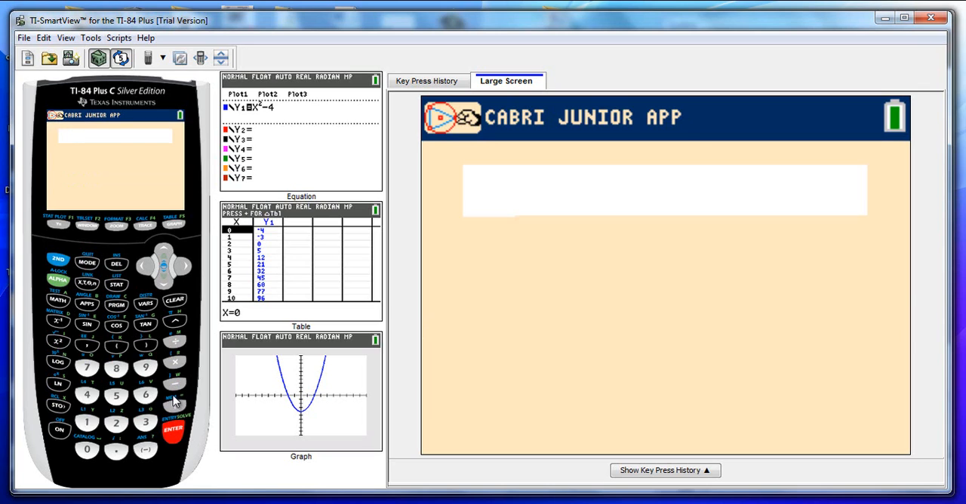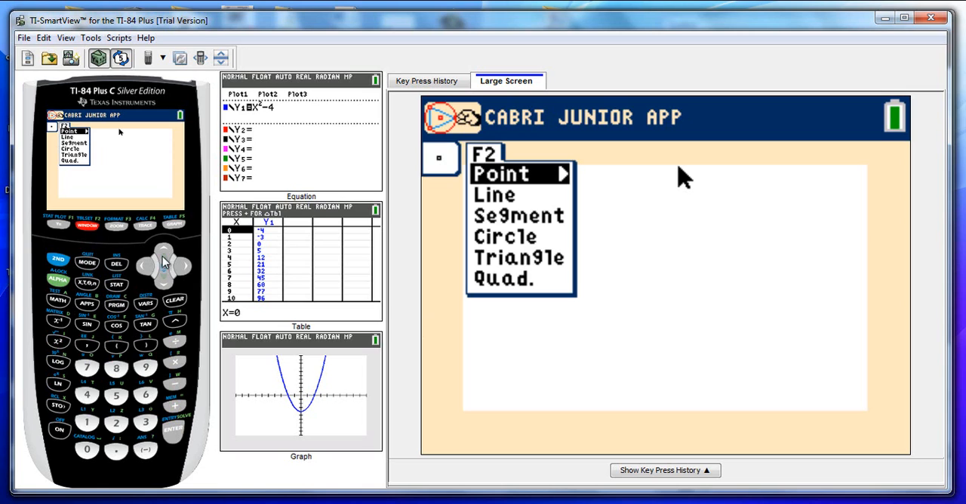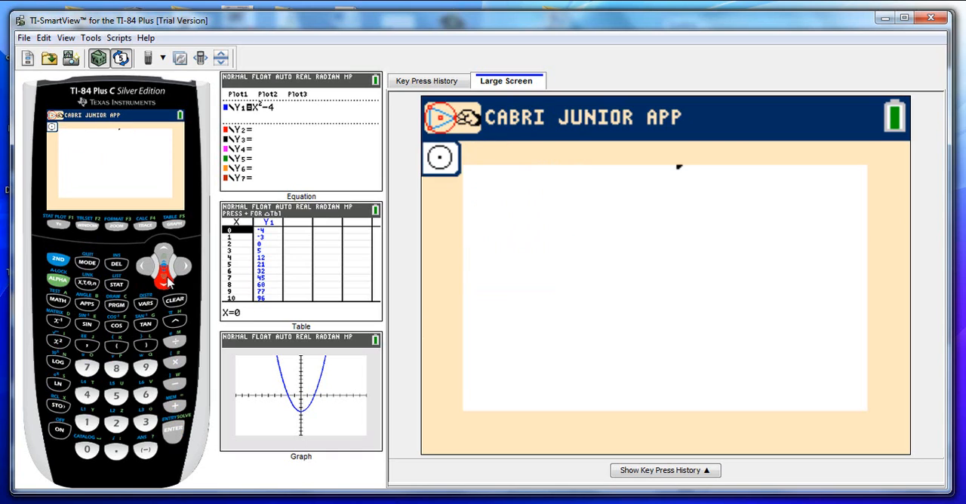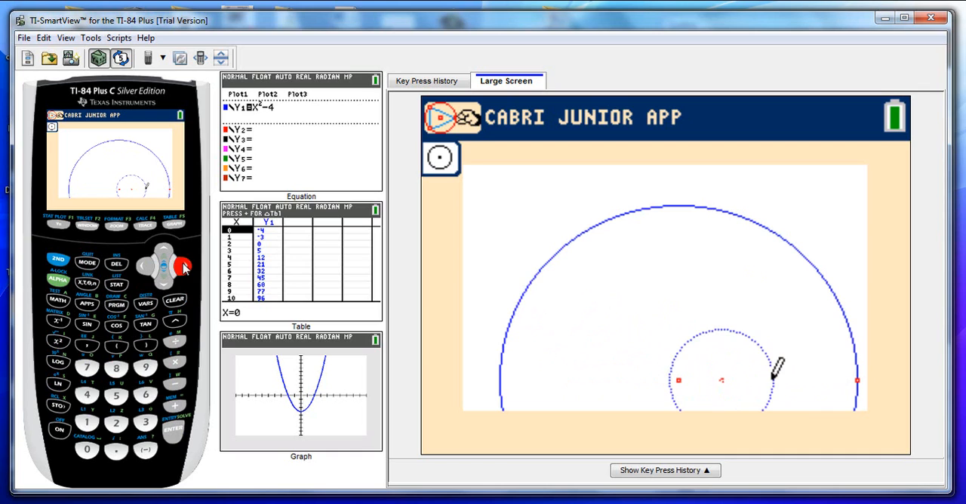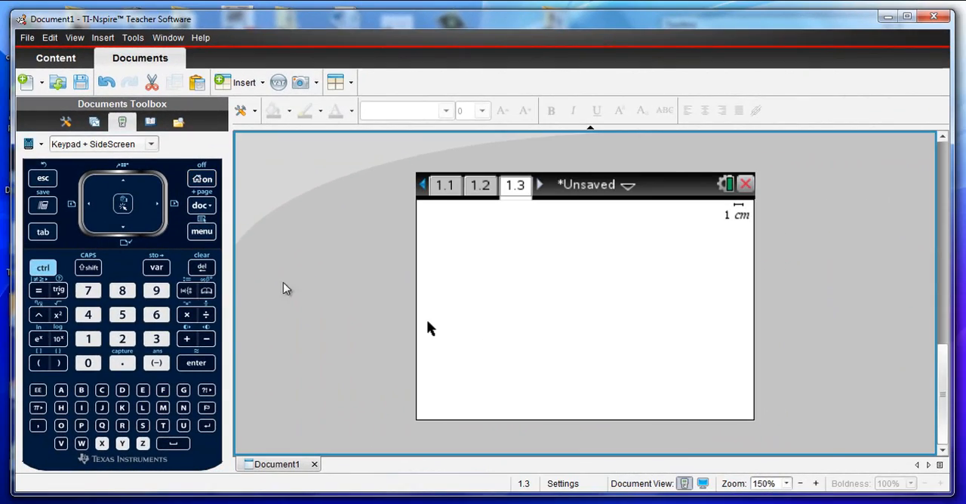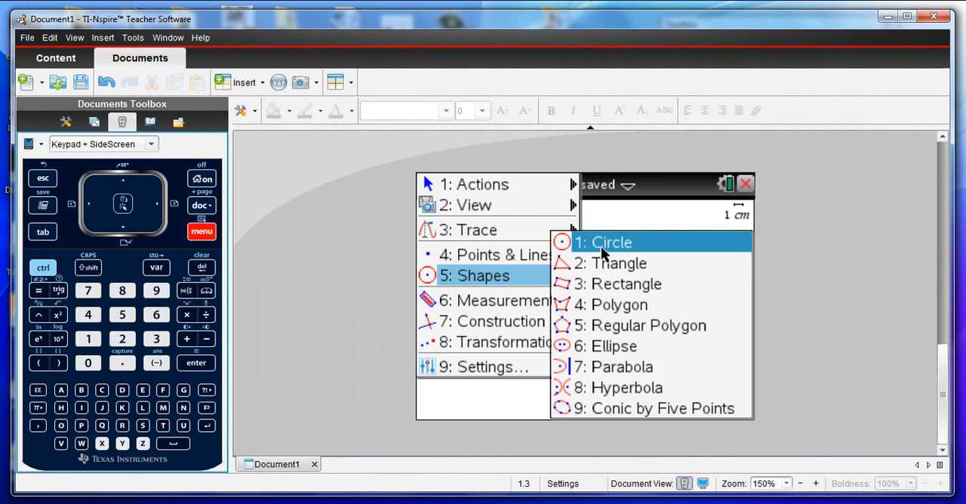Dynamic geometry, technically you can get there through an app on the TI-84 Plus C. This is Cabri Jr. I find you really have to hunt and peck around with the keys though. This is me drawing a couple of different circles. It's not a very enjoyable experience to use the dynamic geometry software on the TI-84. It can be done, but it's a lot of work. It's not a very fluid process.